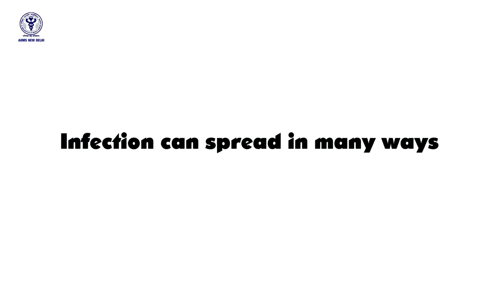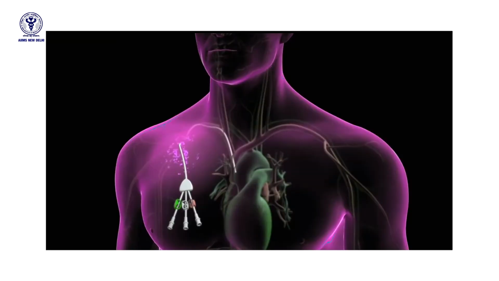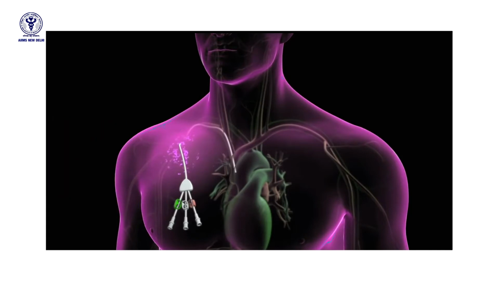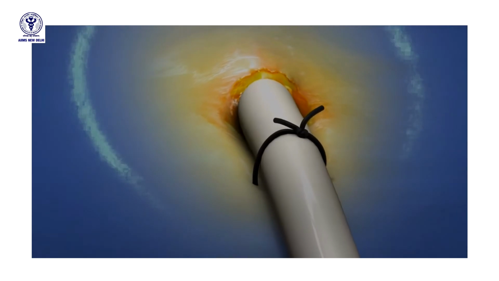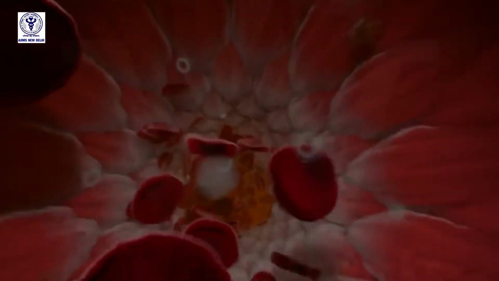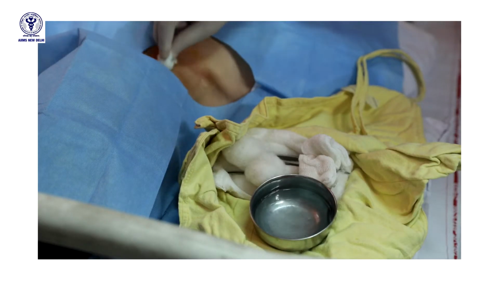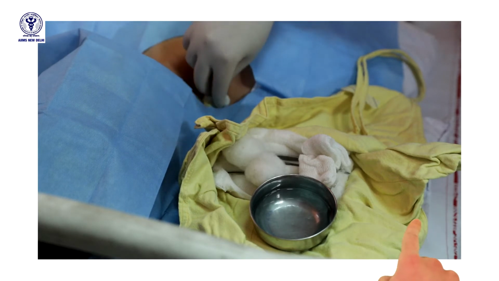Infection can spread in many ways. For example, a bloodstream infection can occur when the patient has a central line in the vein, a slender tube used to deliver fluids or medications into a larger vein near the patient's heart. Bacteria can enter the skin around the insertion site or directly into the patient's bloodstream, where they can cause infection.